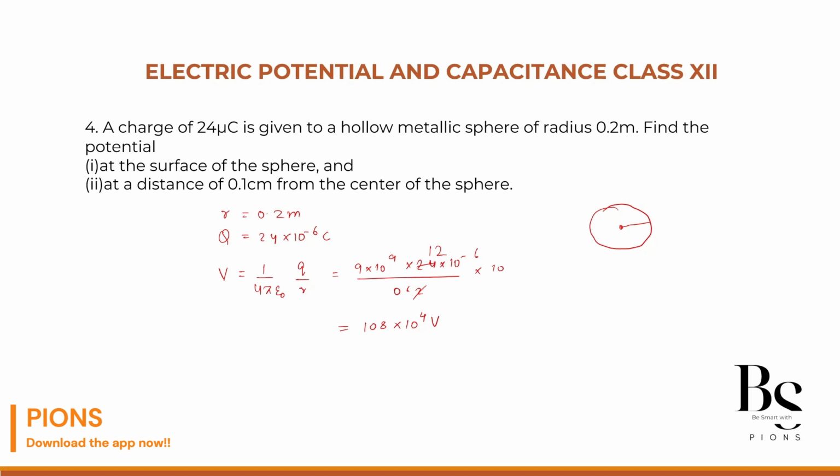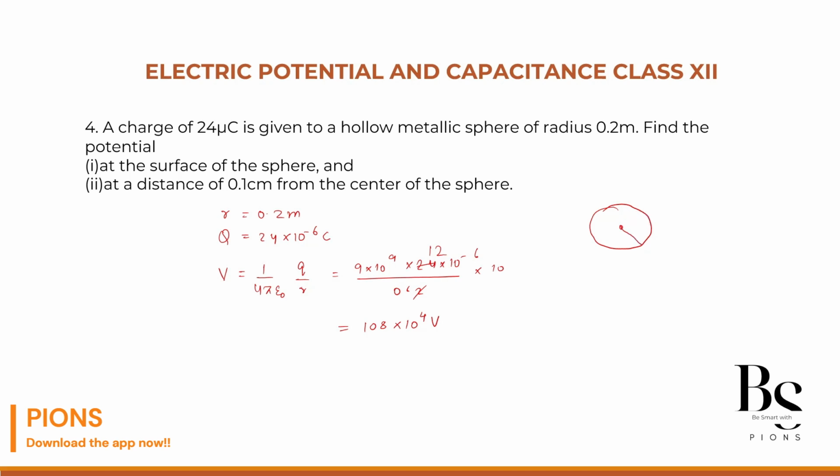Now the question is, at a distance of 0.1 centimeter from the center of the sphere. Now listen very carefully. Because of this second part, I have placed this particular previous year board question, because the majority of people go wrong here. At a distance of 0.1 centimeter from the center of the sphere. Now what is the radius of the sphere? 0.2 centimeter, or 0.2 meters, sorry, as per the question. So if it is 0.2 meters, then the question is where will 0.1 centimeter be?